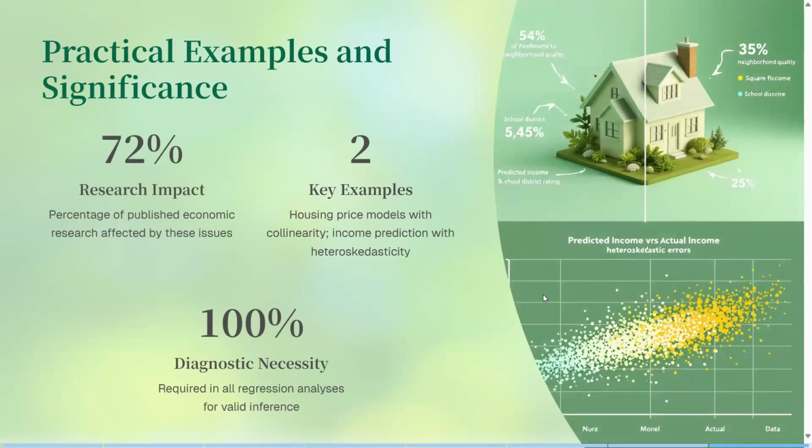So, practical examples and significance. To bring it home, these aren't just academic problems. 72% of published research in economics has dealt with them. A real world example: housing price models often have multicollinearity, think square footage versus number of rooms. When predicting income, higher earners show way more error spread, classic heteroskedasticity.